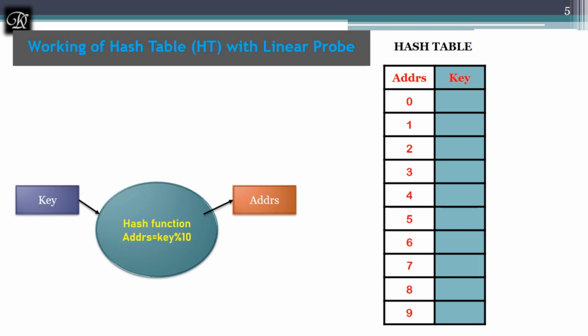Let's see the working of a hash table with a linear probe. Here the question was designed for a 2-digit hash key and a 2-digit address, but we have taken only a 1-digit address, because if you are going for a 2-digit address, we need 100 locations for the discussion. That is quite difficult to fit in a slide.